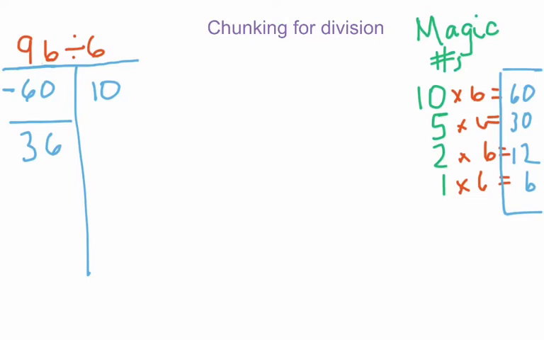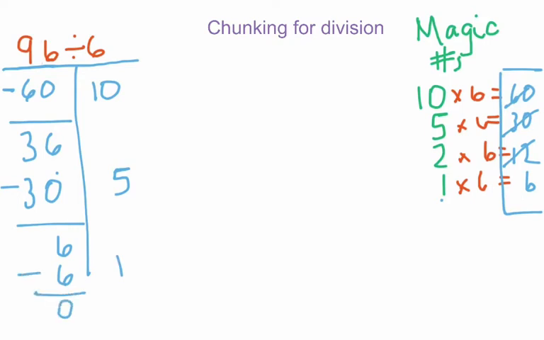Now I can't use another 60 because it's too big, so I'm not going to use that one. I can use my 30 though. So now I'm going to subtract 30, put the number that I used to get to 30, subtract, and I get 6. Now the only number I can use now is 6. How did I get to 6? I multiplied it by 1. Subtract, I get 0.